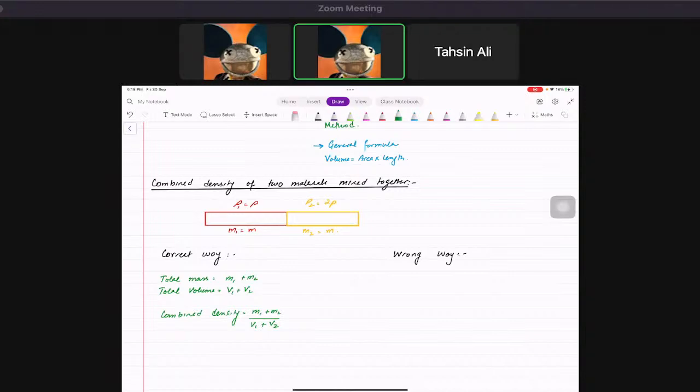Now what most people do is they find the density of the first one, they find the density of the second one, and then they add it. So if you do that, basically the combined density would become m1 over v1 plus m2 over v2. And if you check both the formulas right here, both formulas have a completely different function.